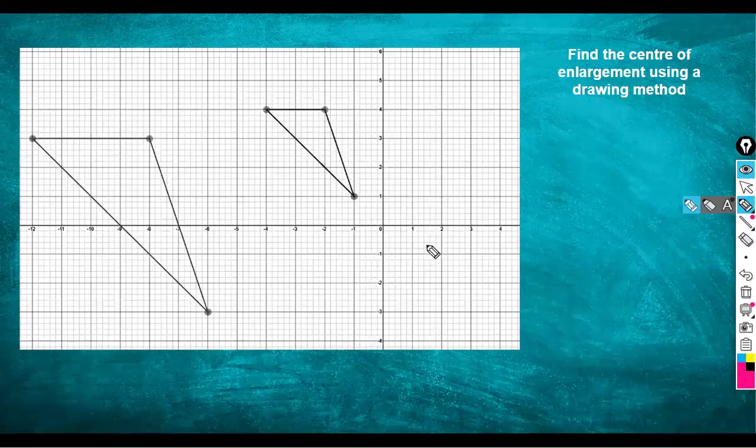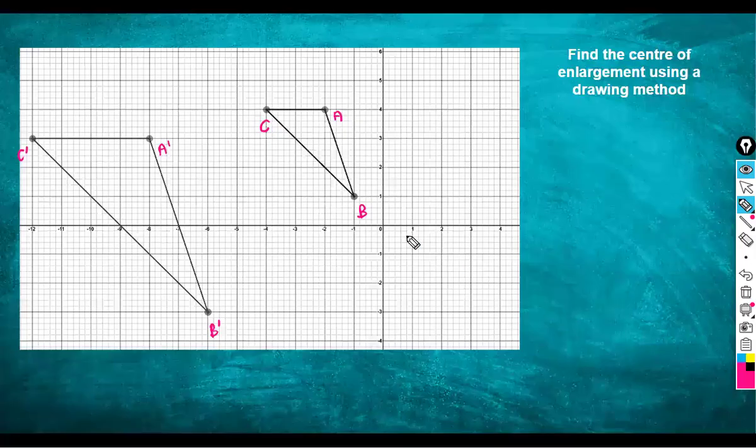There's a real easy way to figure out the center of enlargement. Let's just call this point A and this A prime. Let's call this point B and B prime. Let's call this C and this C prime.